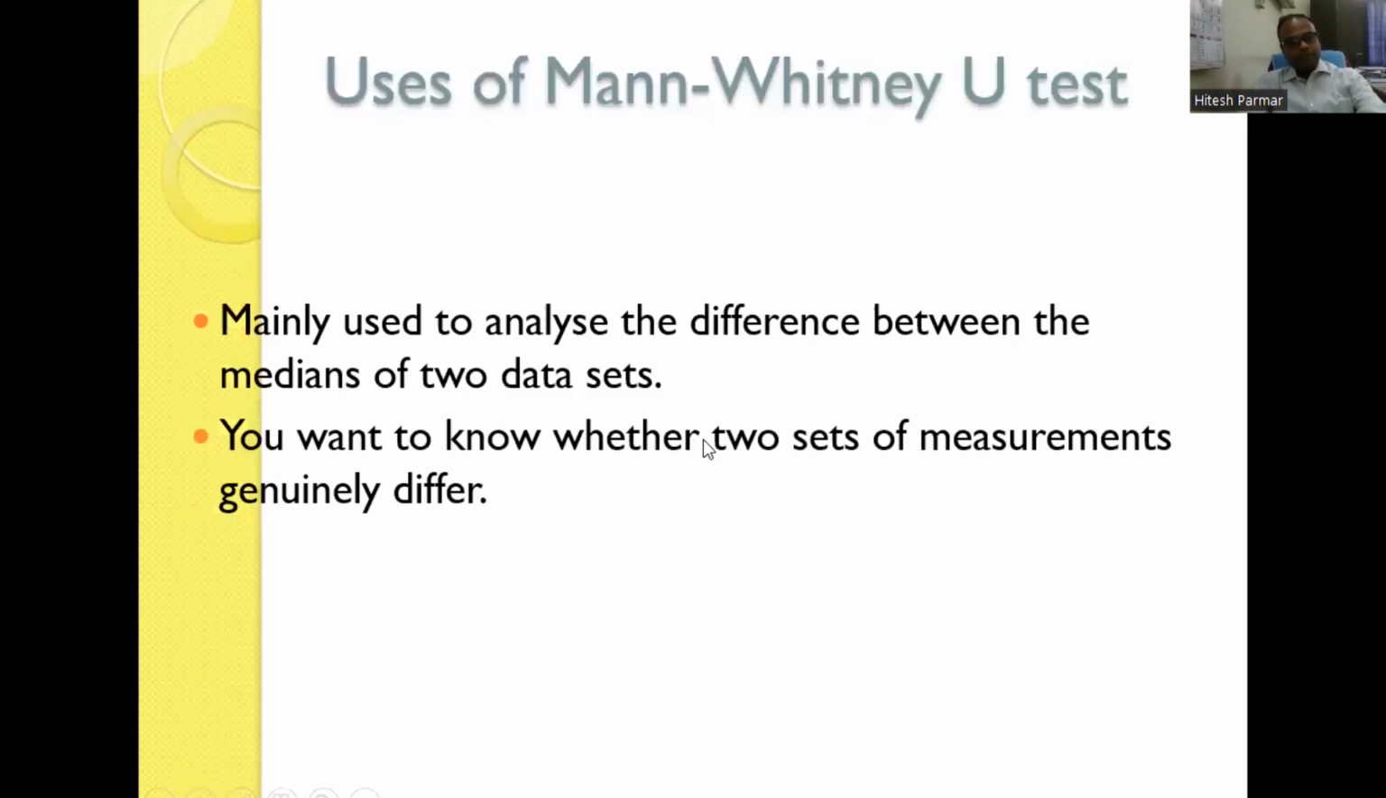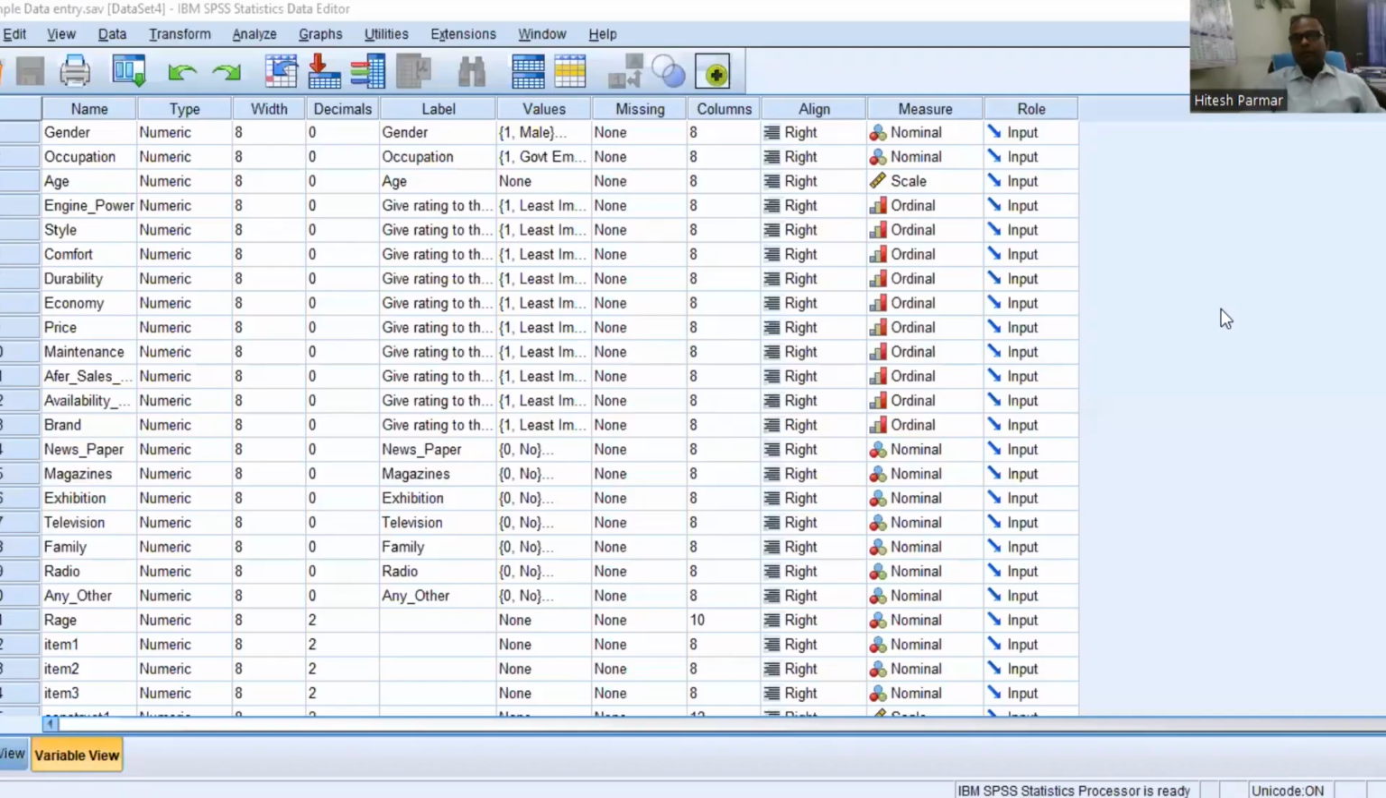So now let us apply this test, Mann-Whitney U-test, with SPSS. Let me share the screen of SPSS one more time. The name of the file is sample data. There are so many variables. So how do we identify for which variable this test can be applied? We can identify like this.